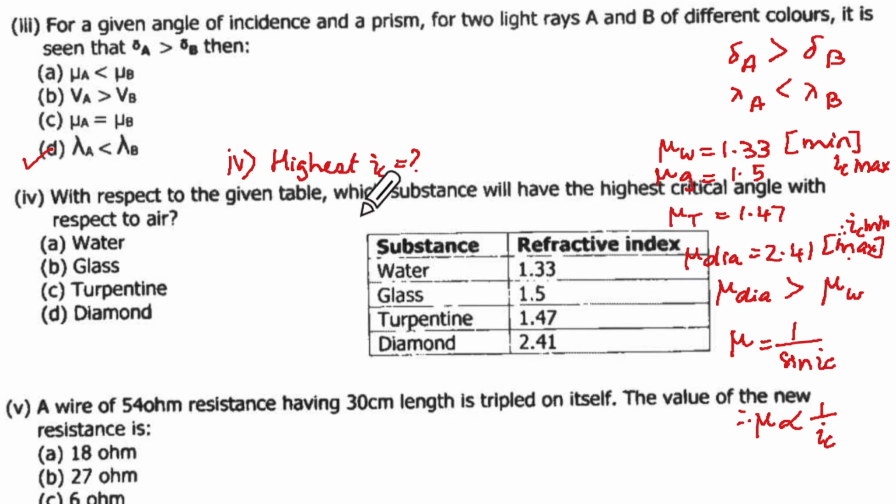What are they asking? Which one will have the highest critical value? Which one will it be? Water. Understood? Since mu is minimum, therefore critical angle will be max. Understanding the thinking behind it.